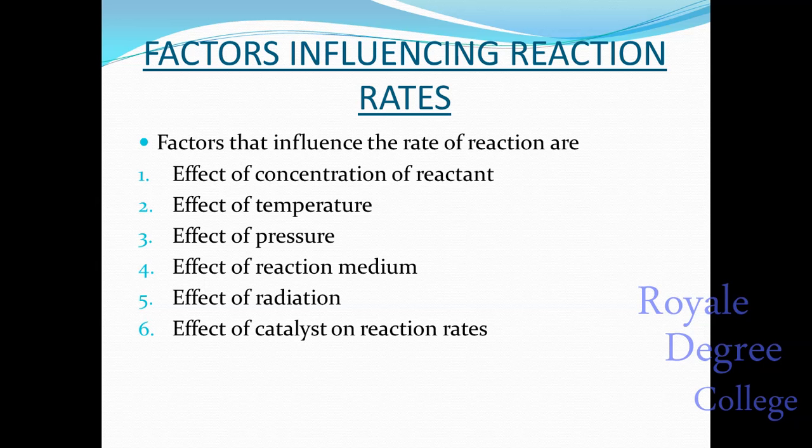Now we'll see about the factors influencing reaction rates. What are the factors which are influencing the rate of a reaction? 6 factors are there. First one is effect of concentration of reactant. Second one is effect of temperature, effect of pressure, effect of reaction medium, effect of radiation, and effect of catalyst on reaction rates.